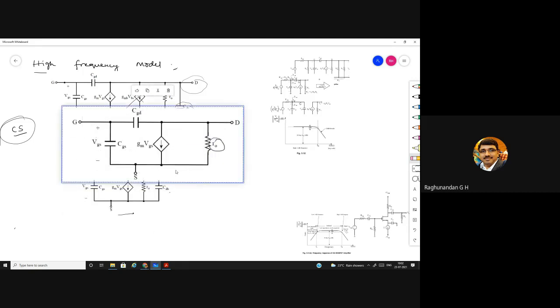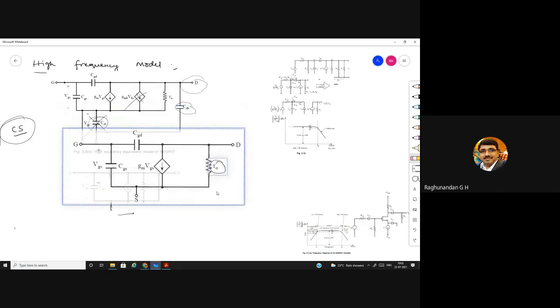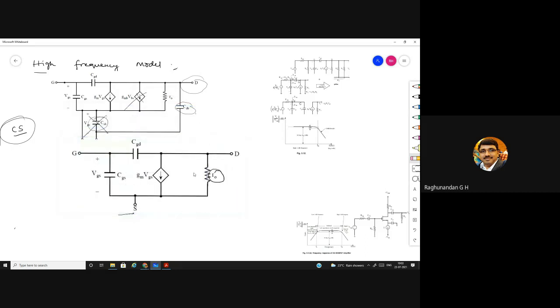So from that, the next circuit we have is this one, where we have only r naught, and this is the simplified version of the high frequency model. These are the three steps which you need to write with respect to the high frequency modeling.